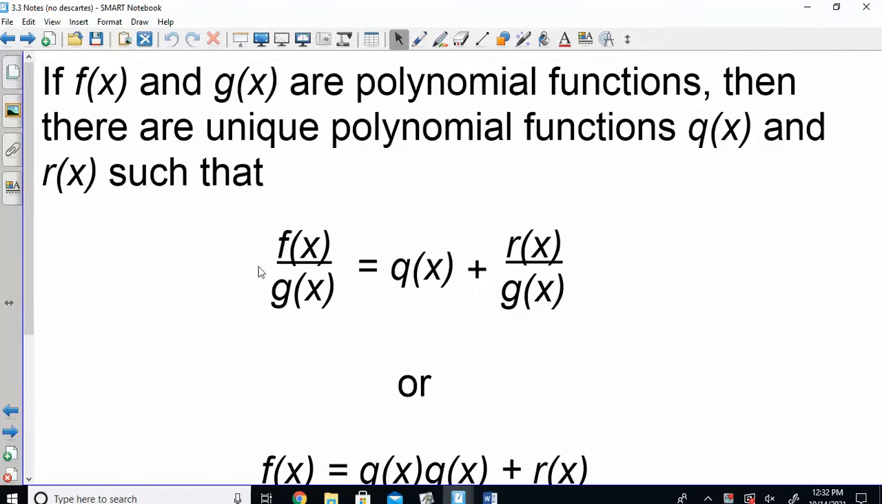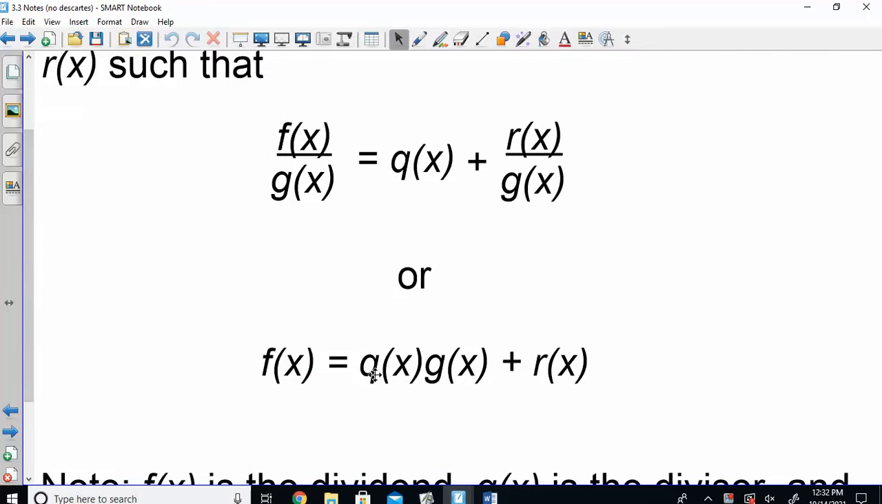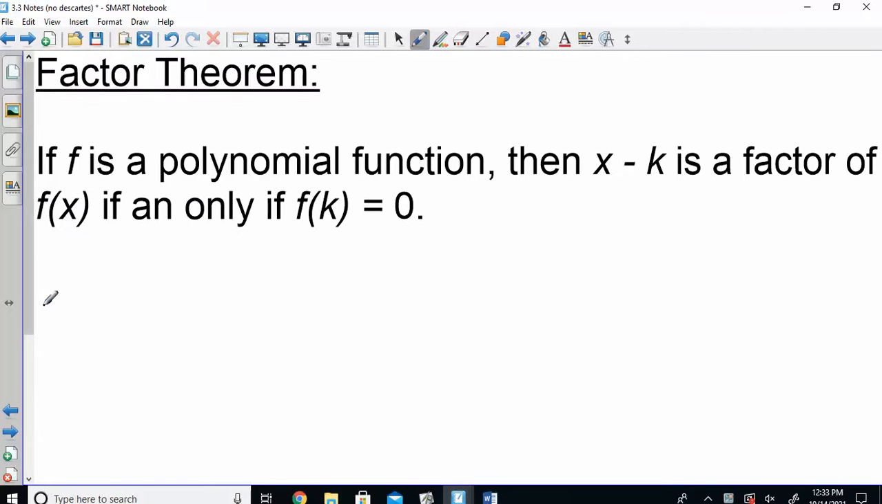If we are dividing two polynomials, we are always going to be able to do that and rewrite it as a quotient plus a remainder over what we are dividing by. There is always some kind of quotient. It doesn't have to come out nice, but we can divide any two polynomials. The other way, they had you on some of your homework problems rewriting it as what you started with equals the quotient times what you divided by plus the remainder. We'll talk more about all of that. The big thing, though, is we're going to be focusing on these remainders right now.